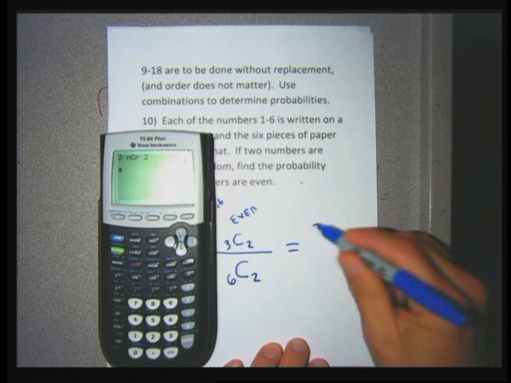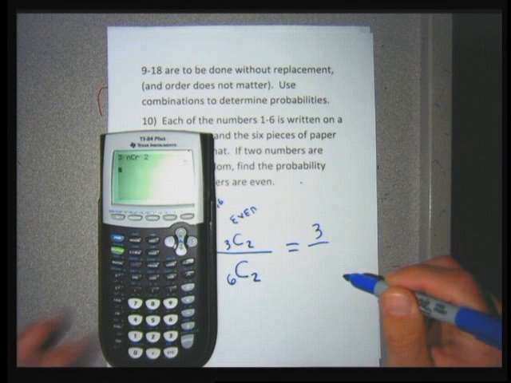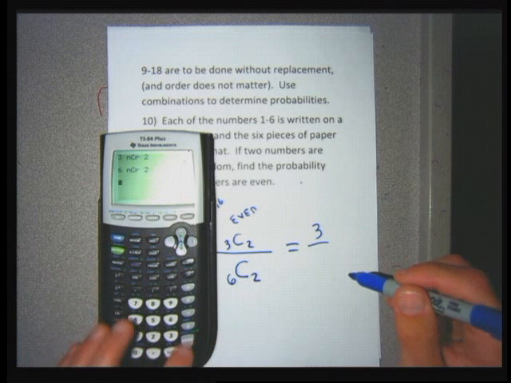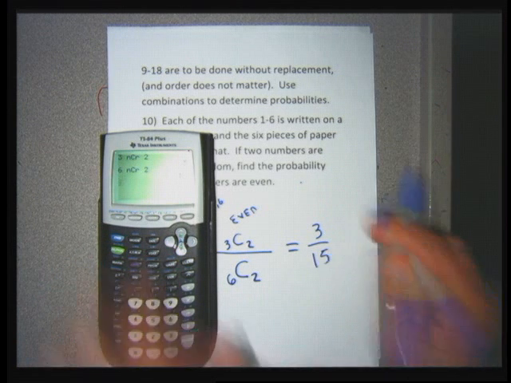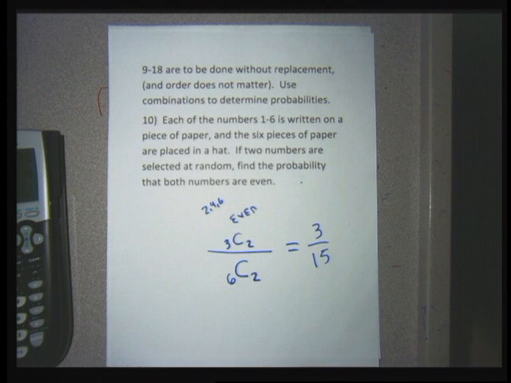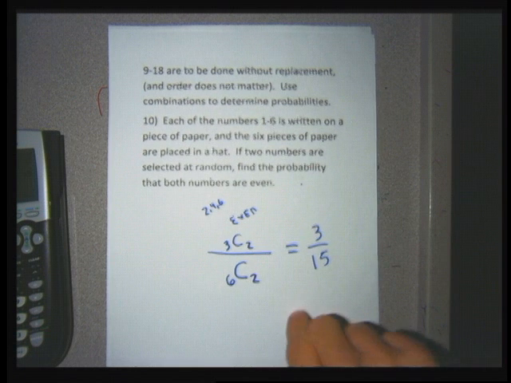3 choose 2 is 3. 6 choose 2 is 15. And that's a non-reducible fraction. So the answer to number 10 is just the probability of getting two even ones, which is 3 over 15. You absolutely could have listed the sample space and gotten that answer without doing combinations. Even though the author told me to do combinations, the sample space would be small enough. I could have done it like I did that kind of problem earlier in the chapter.